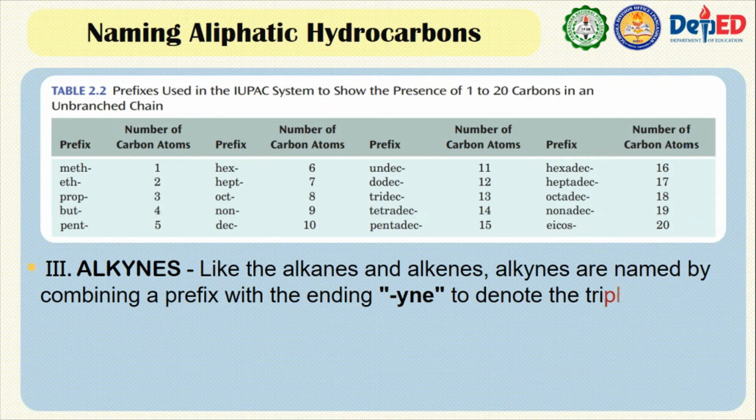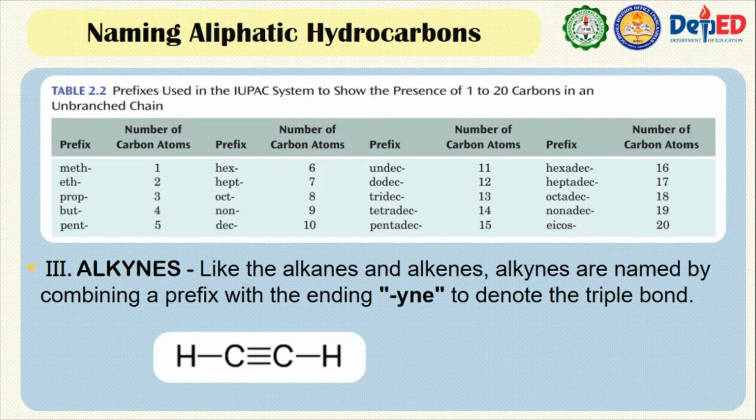What about alkynes? Like alkanes and alkenes, alkynes are named by combining a prefix with the ending "yne" to denote the triple bond. Let's take a look at this example. This hydrocarbon contains 2 carbon atoms with a triple bond. Since it contains 2 carbon atoms, we use the prefix "eth" plus the suffix "yne" to denote the triple bond. So this hydrocarbon is named ethyne.